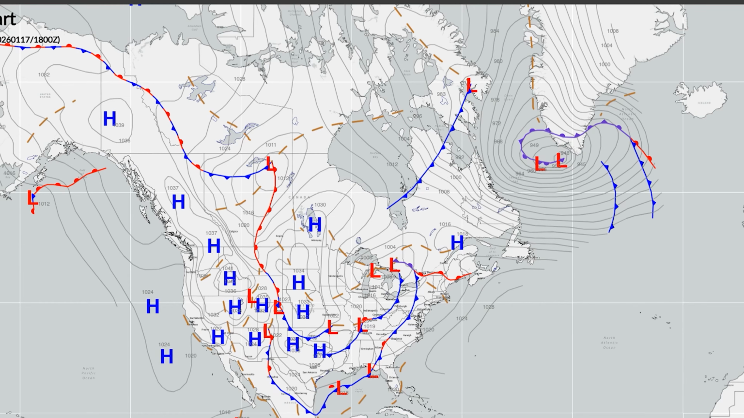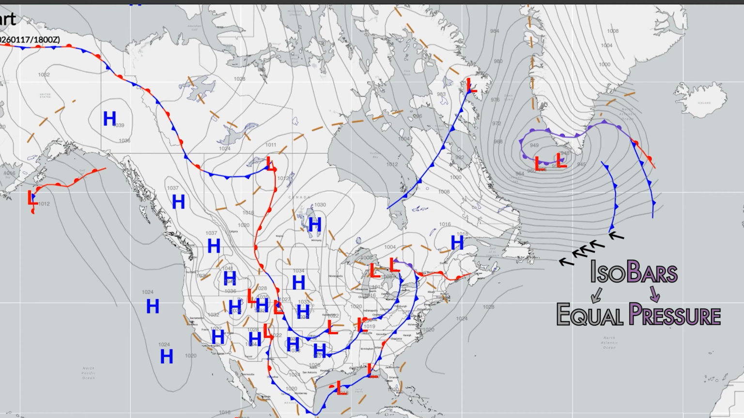Let's look at a surface prognostic chart, and hopefully this will help you start putting some of those pieces together. The most obvious thing is the highs and the lows, the fronts, but I want to point something else out. You see all these black lines that kind of swirl all over the place. Those are called isobars, iso being equal and bar being the unit of pressure. So these connect equal lines of pressure together.